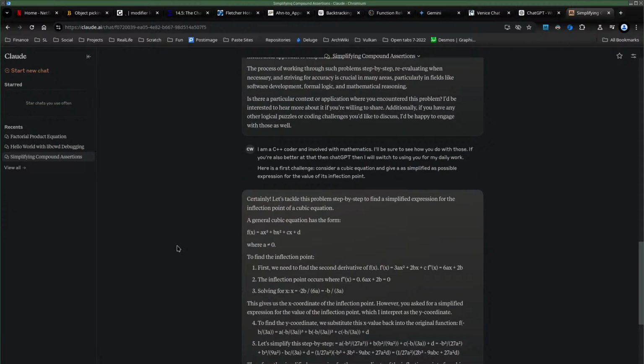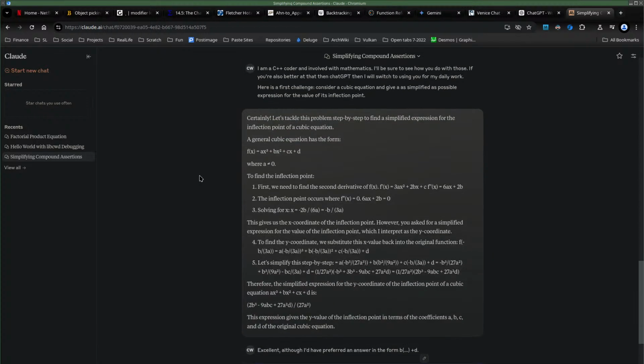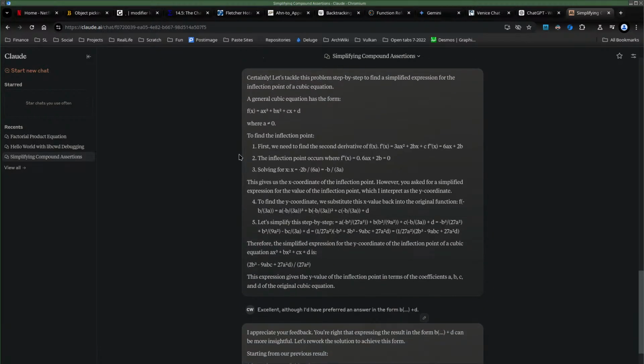So then I thought, let's ask another question, this time about mathematics. So I said, I'm a C++ coder involved in mathematics, blah, blah, blah. Here's the first challenge. Consider a cubic equation and give as simplified as possible an expression for the value of its inflection point. I mean, write a program that can answer this. Huh? You start to look like a real AI if they take this sentence and then come with something useful. Well, he knows what a cubic is. He knows what the inflection point is.